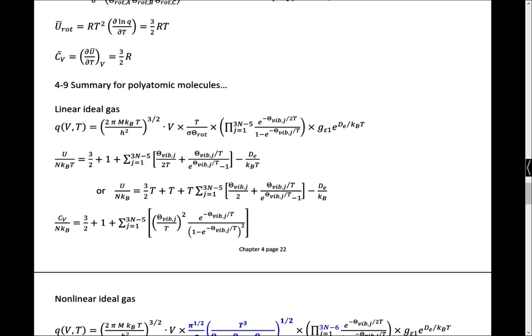And then I know that I can take the derivative of the natural log of Q with respect to T, multiply it by kBT squared, and I end up with the energy. We can write it in this form or this form. This is mostly to be consistent with what the text presents. I take the derivative of this with respect to T. That gets me my heat capacity. So my heat capacity has my translational contribution, my rotational contribution, and my vibrational contribution.